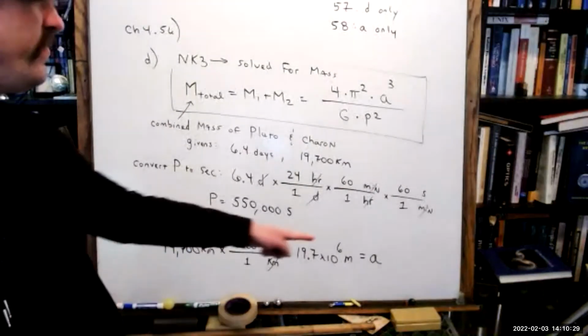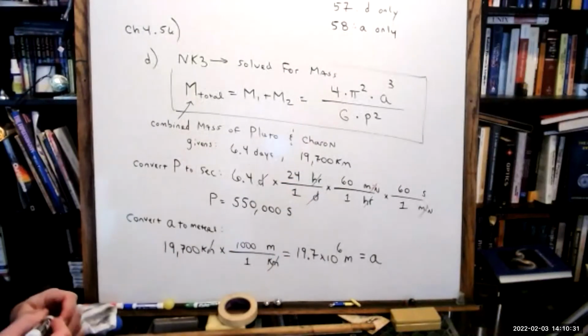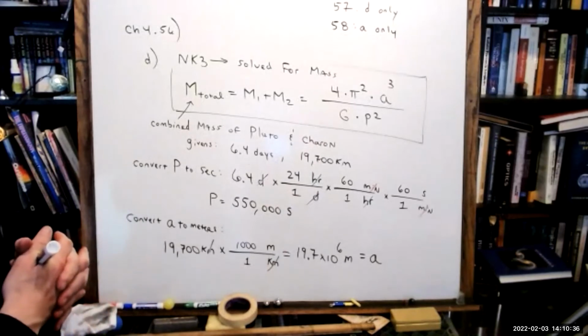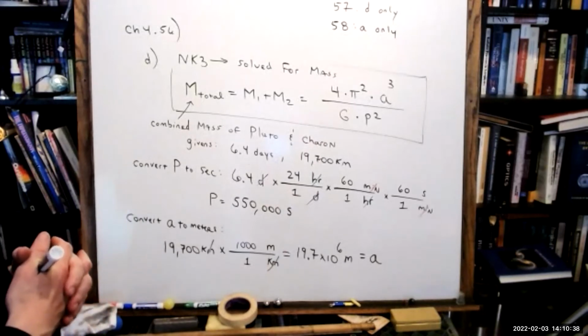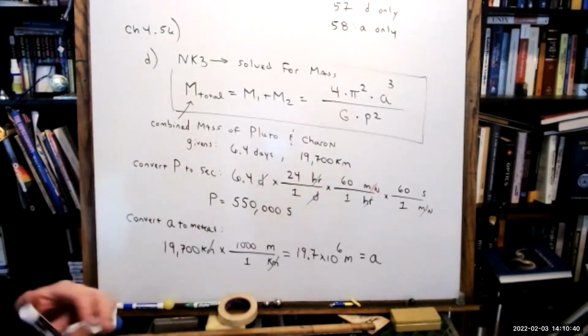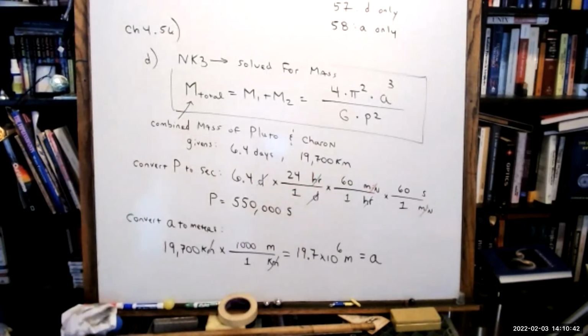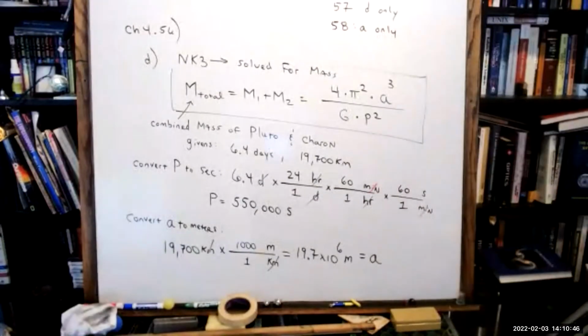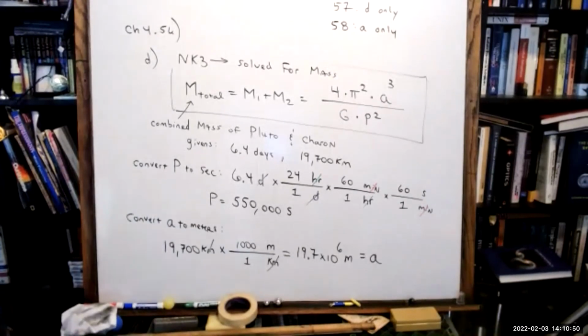So we have P, we have A, we know G, we know pi. We're ready to plug this stuff in and have a party. I will have to erase the conversions, however, because I'm out of board space. I'll just give you a second to catch up.